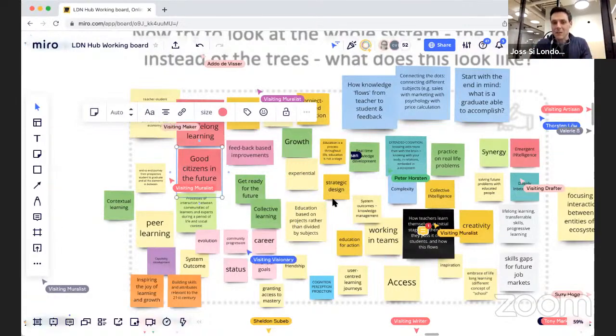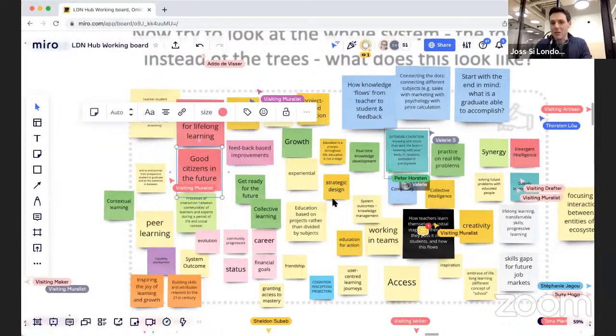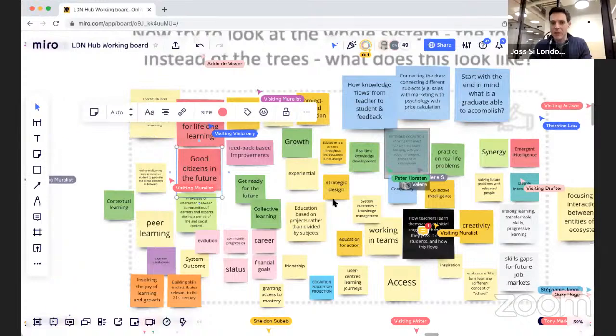And how they interact. And education is an ongoing process, not reducing it to one part of your life, but actually the whole life cycle. And of course, this thing of collective intelligence and networks of people working together instead of the individual, peer learning. Yep. Context learning. Great.